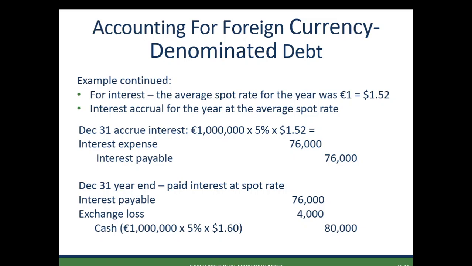When the interest is paid at the spot rate, we use the exchange rate of that day, so in this case, $1.60. We're going to decrease the interest payable by $76,000, record the exchange loss of 4,000, and then record the disbursement of 80,000 Canadian dollars. If the interest is not due at year end, the interest payable account is adjusted to the year end spot rate, and again, an exchange gain or loss would be recognized.